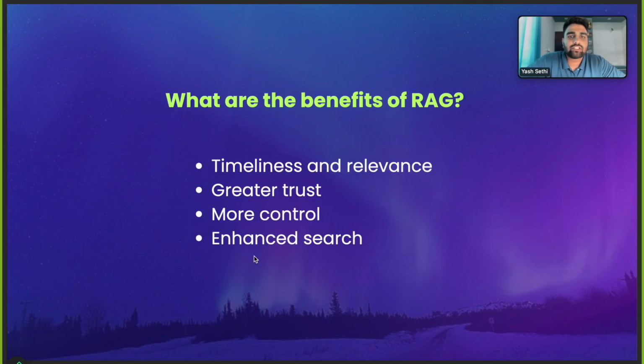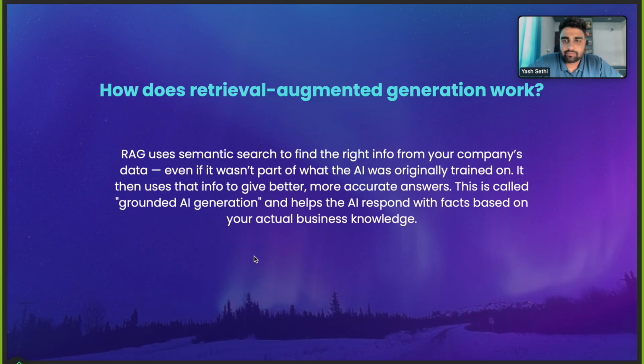Now, what are the benefits of RAG? It is timeliness and relevance. Why? Because now the LLM has your company's internal data, so it will create better answers. The answers created by an LLM using RAG are called AI grounded generation, and we will definitely understand this in detail. Now the second point is greater trust, more control, and enhanced search.